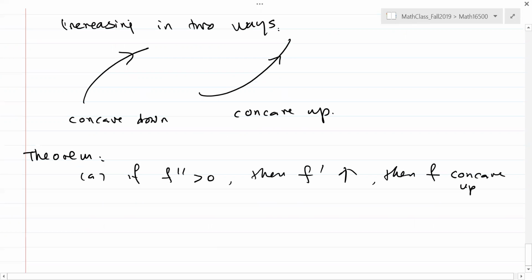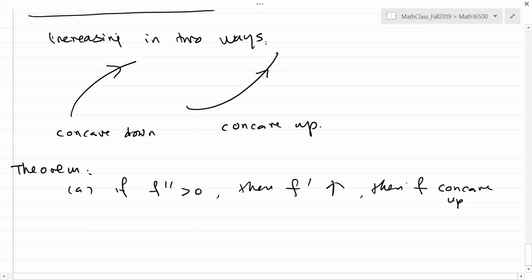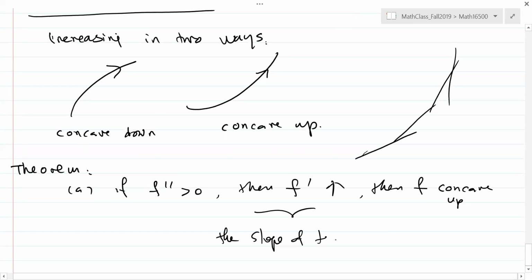Why is it concave up? Because f prime increasing means the slope of the tangent line is increasing. The slope of the tangent line increasing must go like that, right? You see, the slope of the tangent line is increasing, so that's why it must be concave up. So this means the slope of the tangent lines increases.